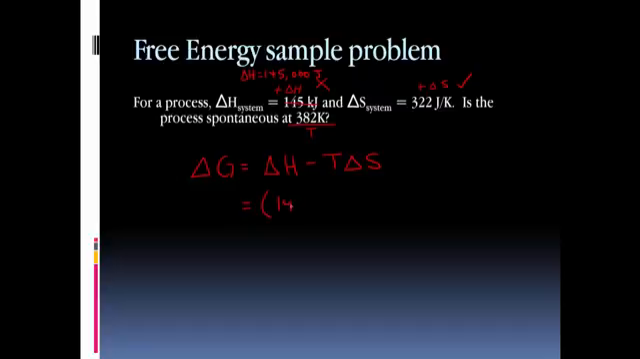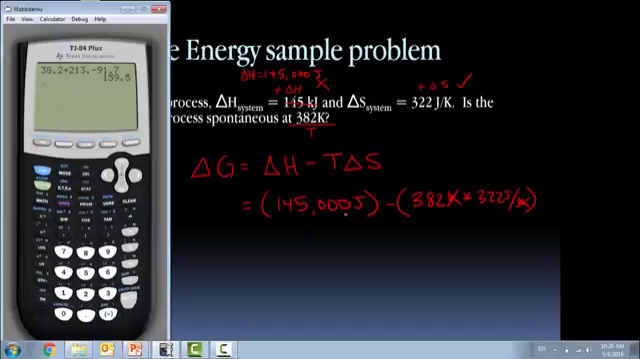So 145,000 joules minus temperature times entropy change. So minus 382 Kelvin times 322 joules over Kelvin. So notice how the Kelvins cancel. That's how the units work. So we're going to again grab our calculator and do 145,000 minus, I'm going to do parentheses, 382 times 322, close parentheses.